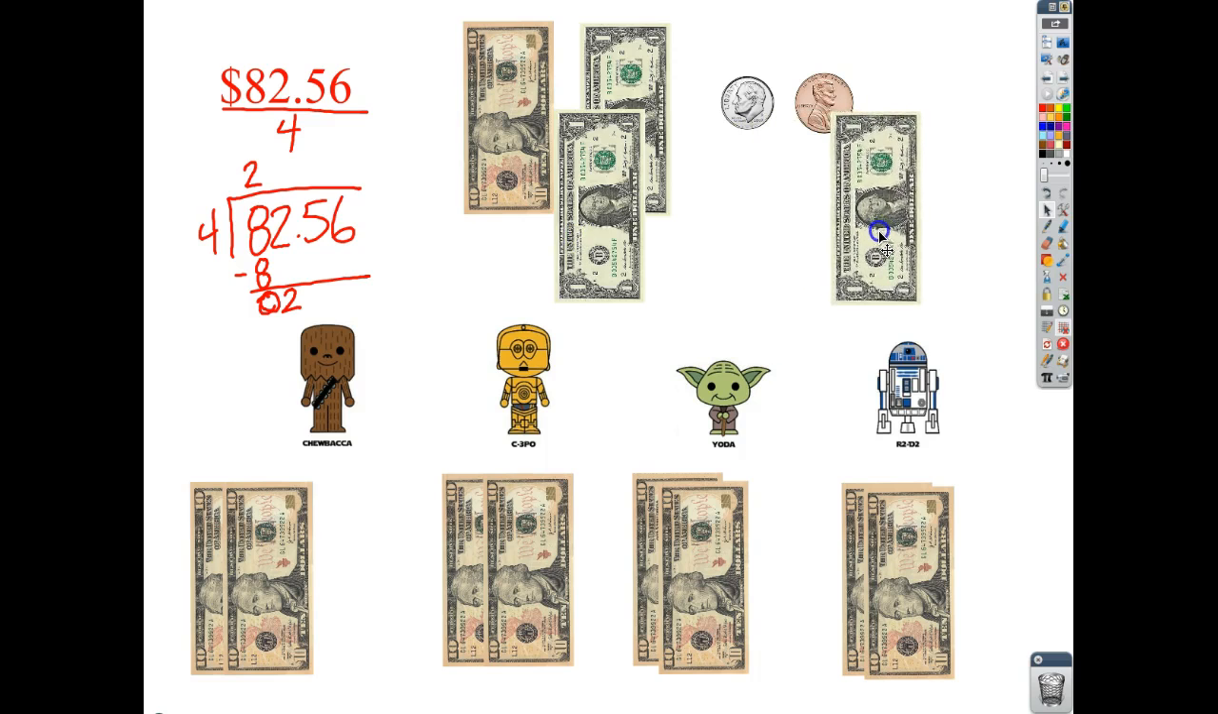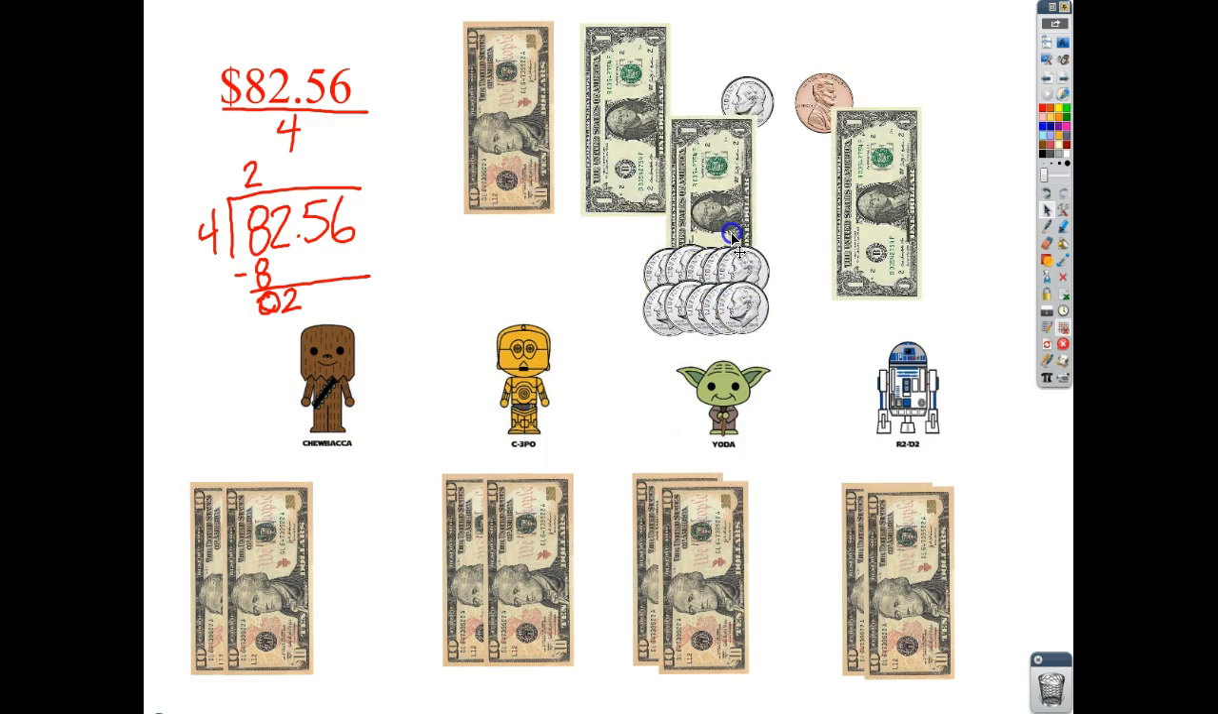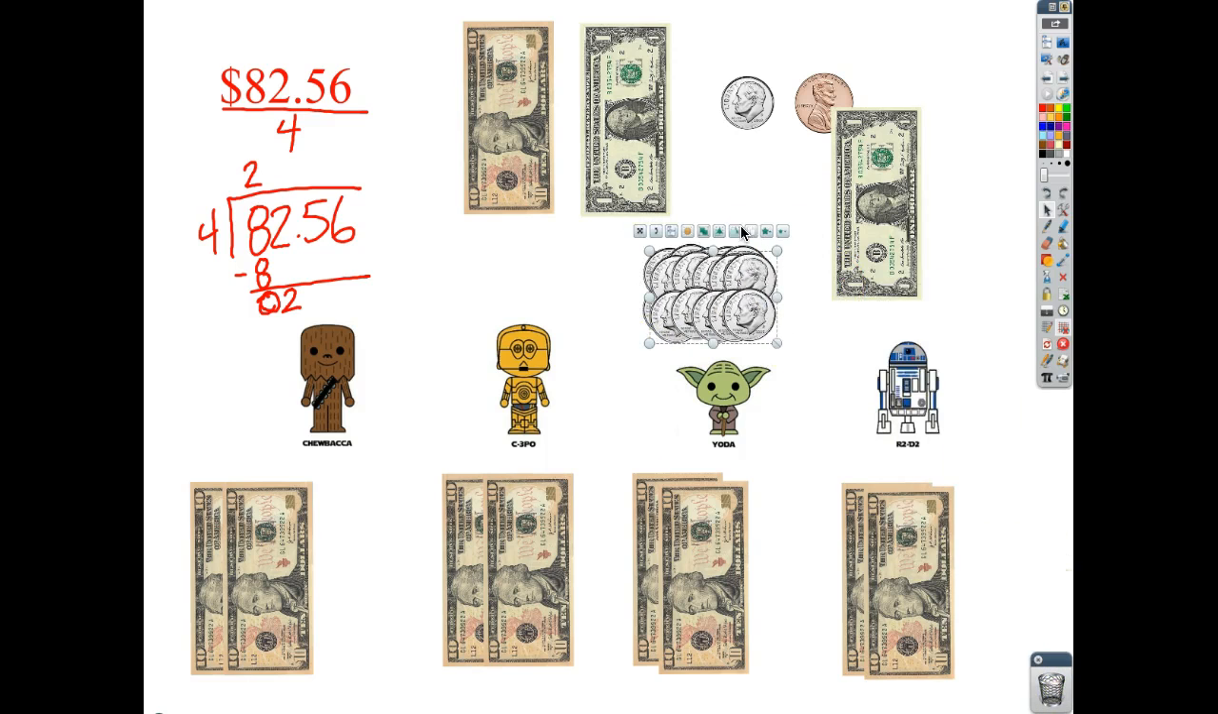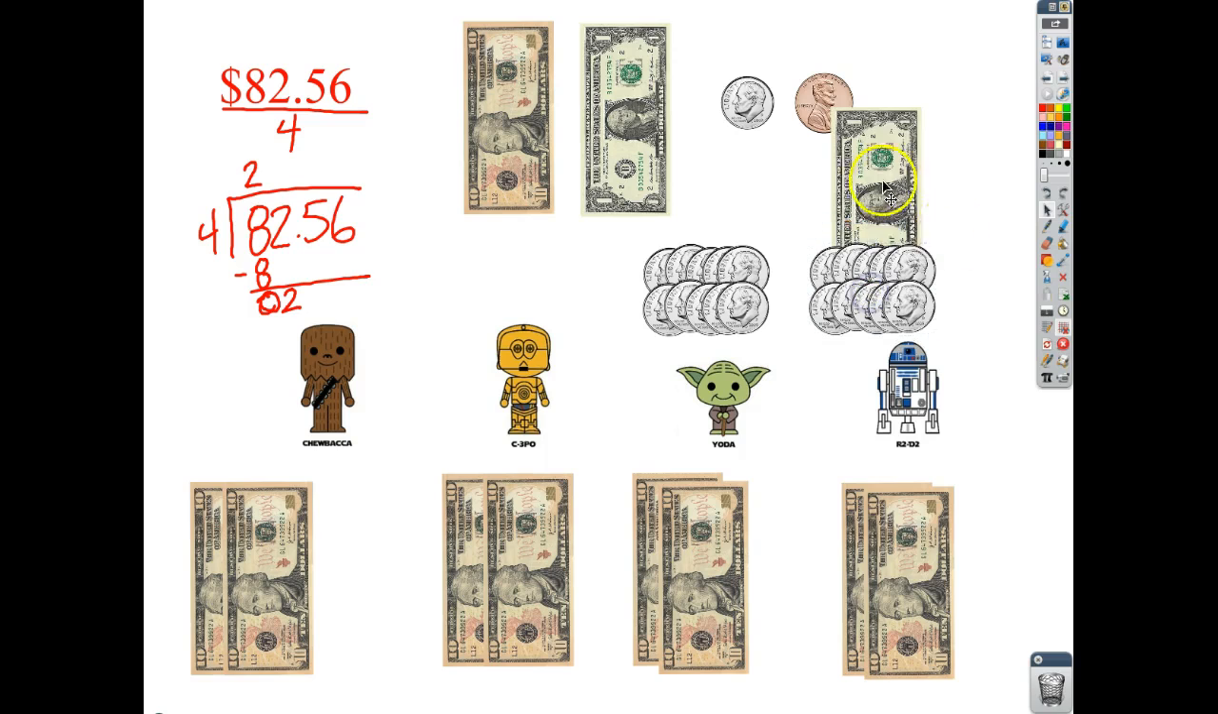So I'm going to take these and convert them into dimes, making each one 10 dimes. So 1, 2, 3, 4, 5. That's a group of 5. Let me organize these a little better. There's 5, I'm going to group them together, and then copy them. Now I've got 10. This 1 is worth those dimes. Trade it in. Then I'm going to do the same thing with the other dollar and trade it in.